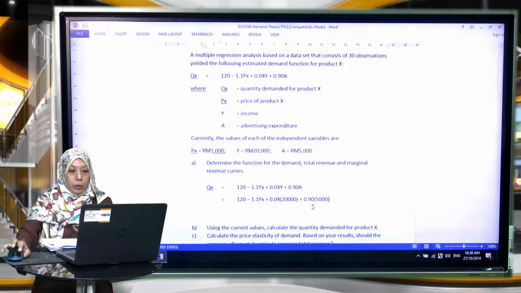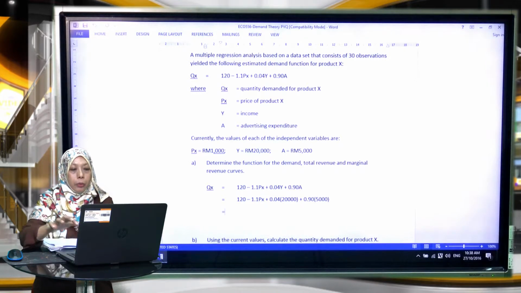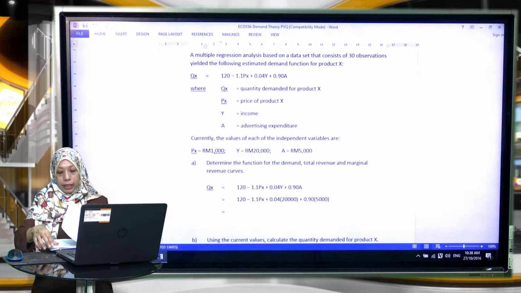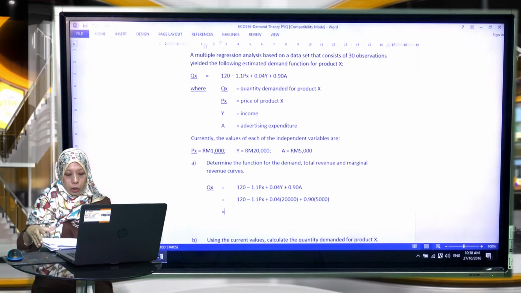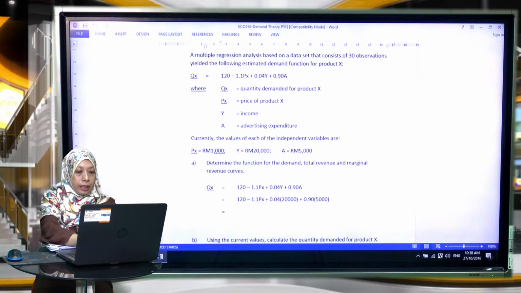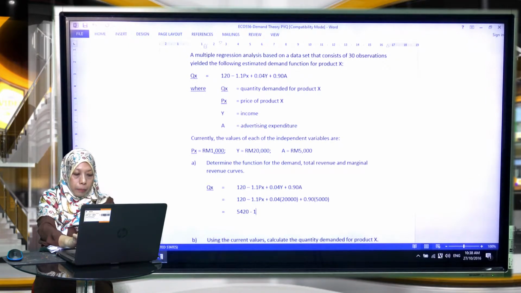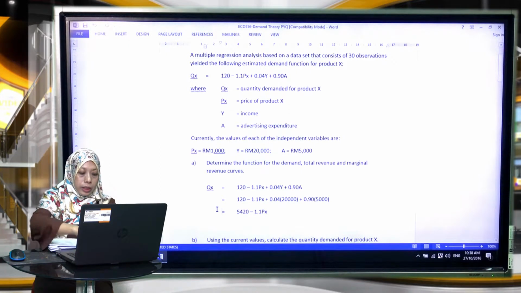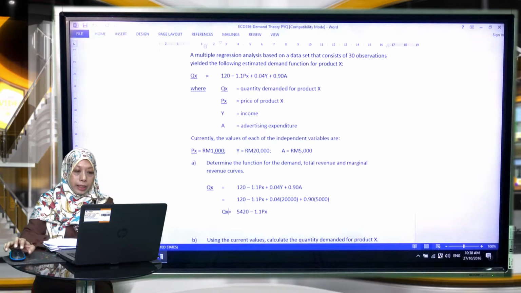Now what we need to do next is simplify this equation. When you simplify this equation, you're going to get 5420 minus 1.1 Px. This is what we call a demand curve function. It only shows the relationship between Qx and Px.